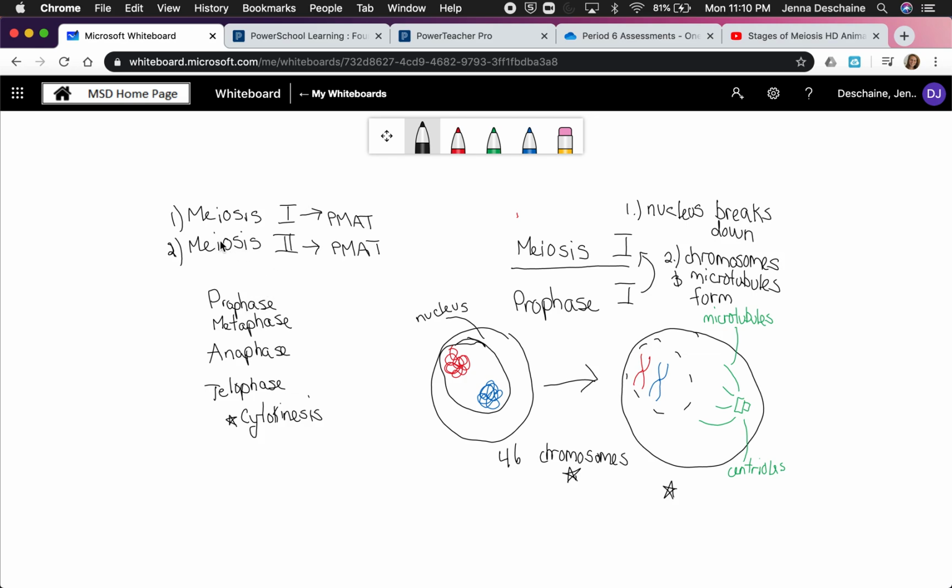And so we have two different names for the two different parts of meiosis. We have meiosis 1 because it's the first part of meiosis, and then meiosis 2. And each of these phases of meiosis do PMAT. So they each do prophase, metaphase, anaphase, and telophase, and they also do cytokinesis. Okay, and that's when the cell actually splits, right? So today I'm just going to be talking about meiosis 1, all right? And then tomorrow we'll get into meiosis 2, okay?